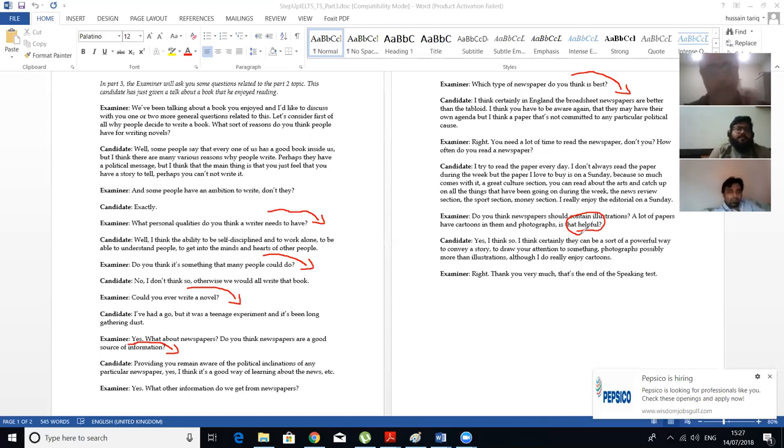Okay. Should I read the first question as examiner? Yeah. That's right. Yes. Okay. We have been talking about a book you enjoyed. And I'd like to discuss with you one or two more general questions related to this. Let's consider, first of all, why people decide to write a book. What sort of reasons do you think people have for writing novels?